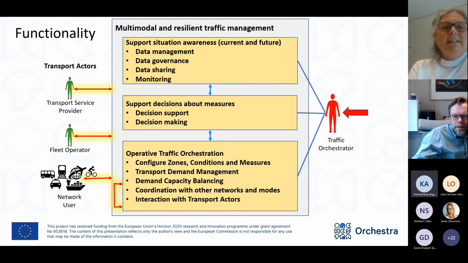With respect to functionality, I focus on the multimodal and resilient traffic management.